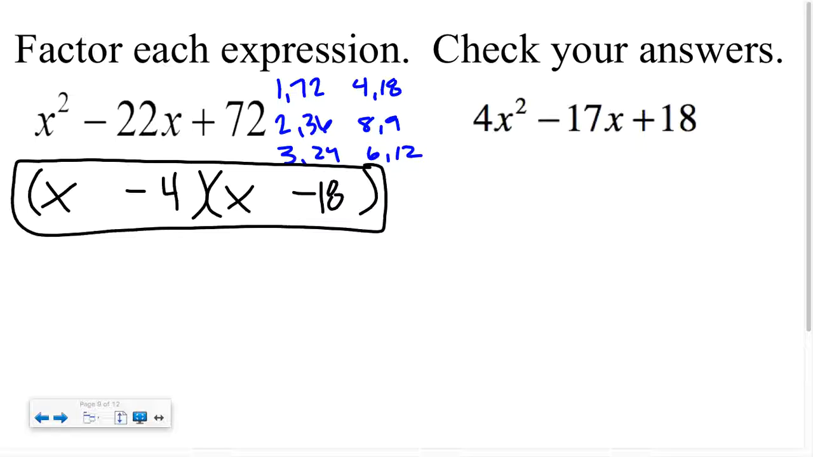Alright. Next guy. 4x squared minus 17x plus 18. Is there a GCF? Nope. My signs, same or different? Same, they're both going to be what? Negative. Okay, so we could put those in right away if you want to.